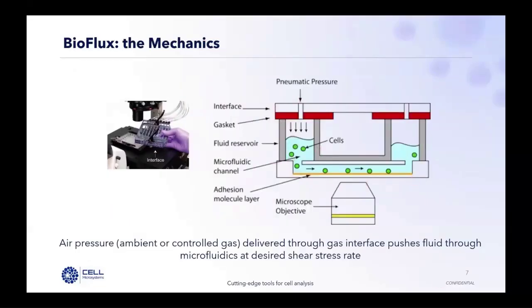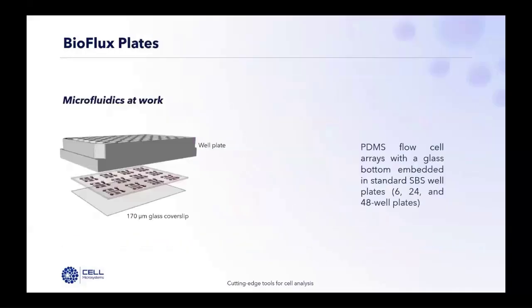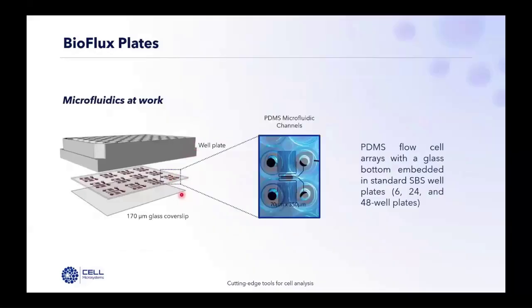The bioflux offers the ability to generate pulsatile, laminar, oscillatory, and bidirectional flow, all while keeping your samples away from the tubing but contained within bioflux plates, which consist of PDMS microfluidic flow cells that are embedded within standard SBS well plates in a 170 micron glass cover slip, perfect for high-resolution imaging. The microfluidic design has viewing windows on the bottom of the plate where experiments take place and are imaged in real time.